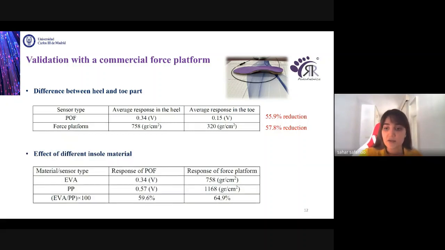And the next table shows the effect of insole material on the response of sensors. In both cases, there is a similar change. As you can see, there is a similar change in sensor response when PP is replaced by EVA. These materials are the ones that podiatrists recommend to the patients. The results prove that the PUF sensor is working properly with a maximum error of 8% compared to the commercial force platform.